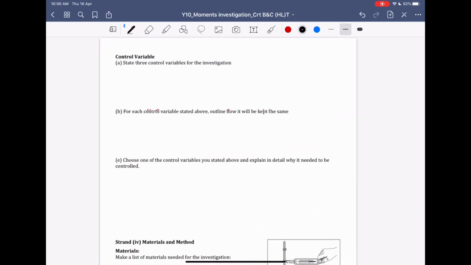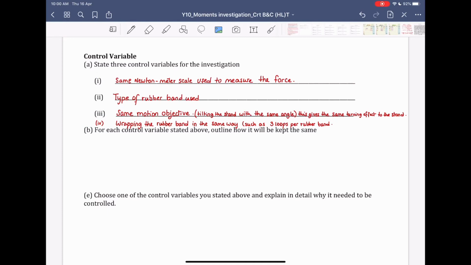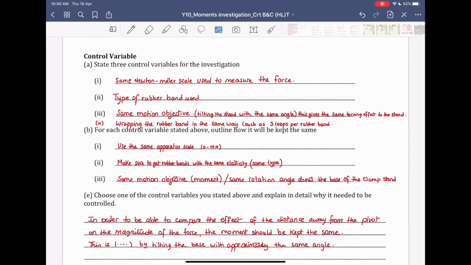Next is going to be the control variable. In the control variable, I'm just going to show you the control variable and their explanation. I won't go through it all. So same Newton meter scale used to measure the force, and then this is the explanation for the first one. I'm going to read them like that. So we use the same apparatus scale, which is 0 to 10 Newton. I'm being specific by saying which scale of Newton meter I'm using. It's a spring Newton meter.